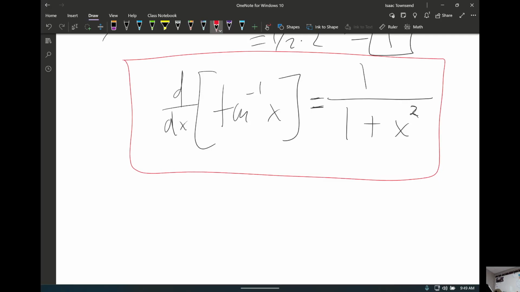Certain antiderivatives give you trigonometric functions. That's called arctangent. The natural log of x is weird, the derivative of ln x is 1 over x. That's really weird.